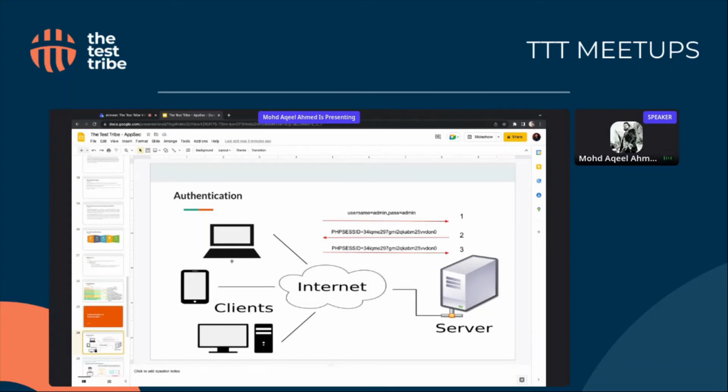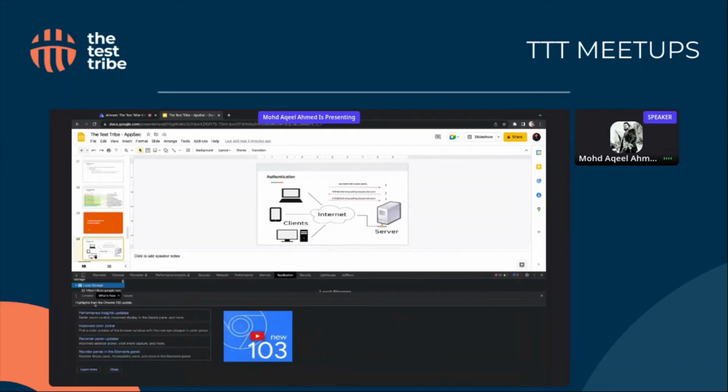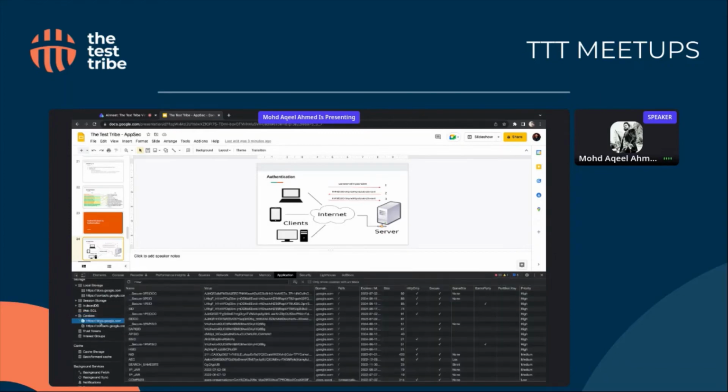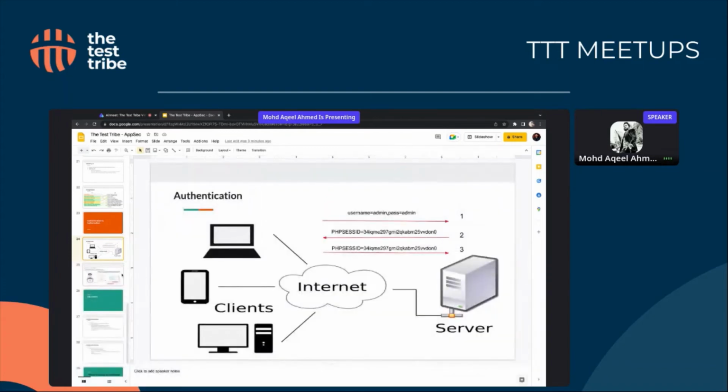So the browser takes the session ID and stores it in the browser itself. You can see here in the application, you will have cookies here. Somewhere here you will see all the cookies stored. And these are some of the security attributes of cookies: HTTP only, secure, same site, same party. We'll talk about that some other time.